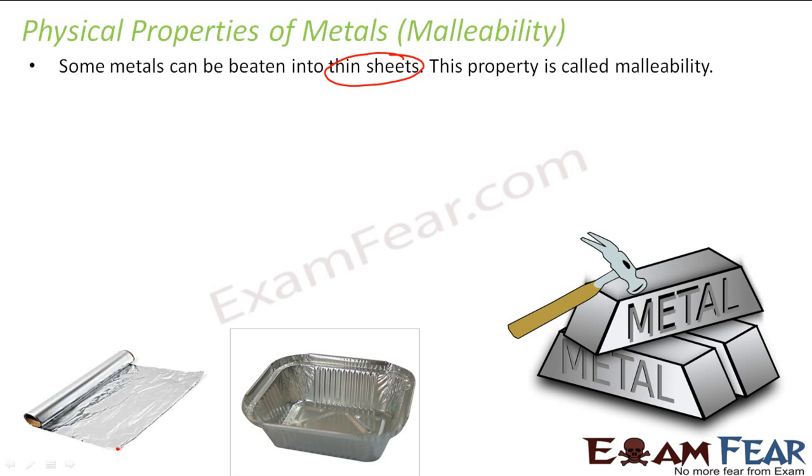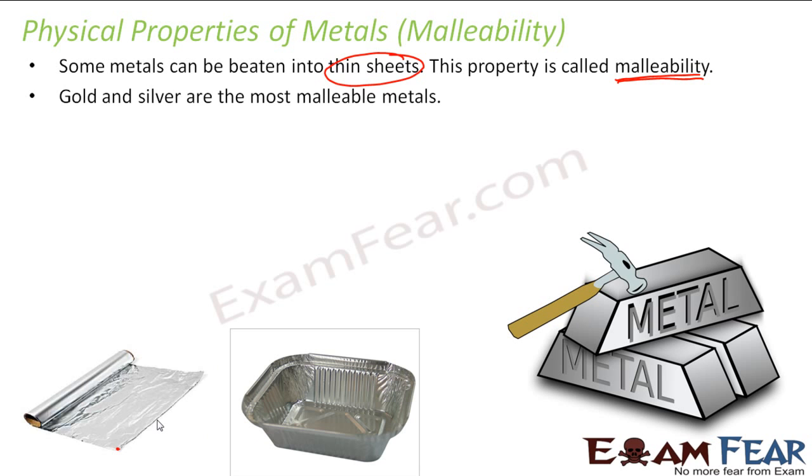So the property of any metal to be beaten into thin sheets is called malleability. Please note, malleability is nothing but if you can beat a metal into thin sheets, that property of that metal is called malleability. Most of the metals are malleable. Obviously, the exception is sodium, you can't make a thin sheet of that. But normally, if you take iron, aluminum, gold, they are all malleable, right? You just hammer, and you'll find that it becomes a thin sheet.